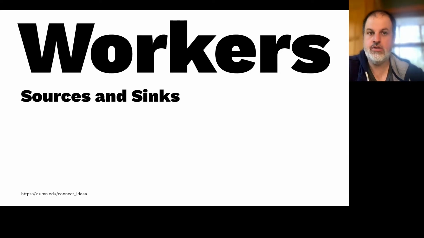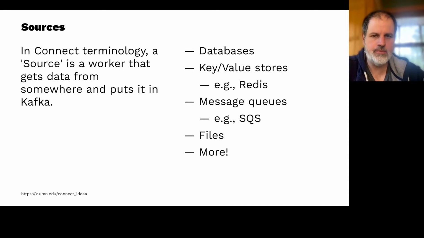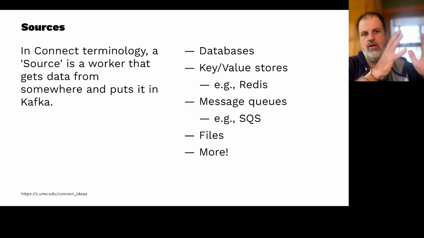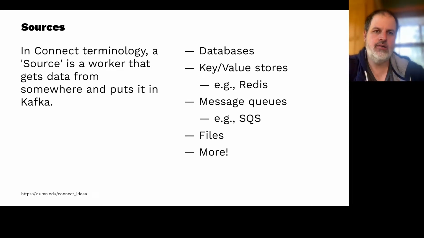And I said worker here. Kafka Connect has two different kinds of workers. There are sources and there are sinks. Now, a source in Connect terminology is something that takes the data from somewhere else and puts it into Kafka. That somewhere else can be a lot of different things: databases, key value stores, external systems, message queues, files. There's a lot of options.